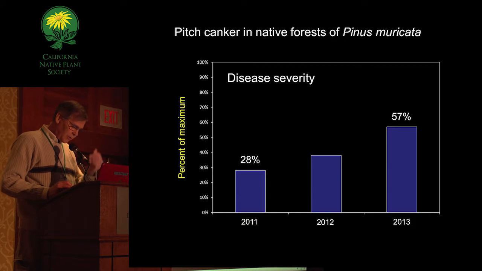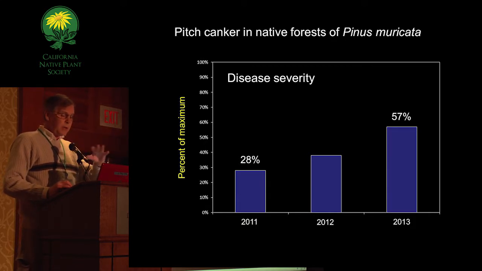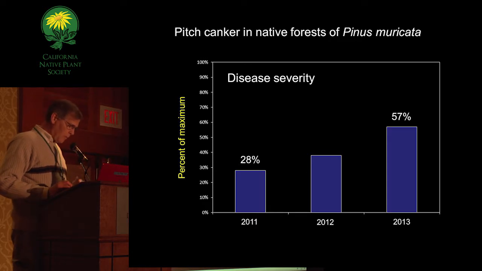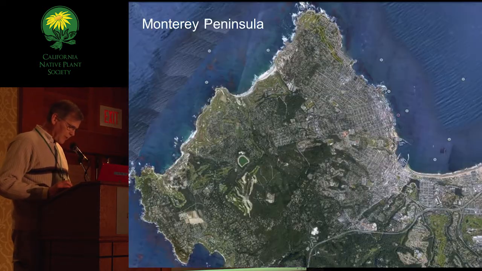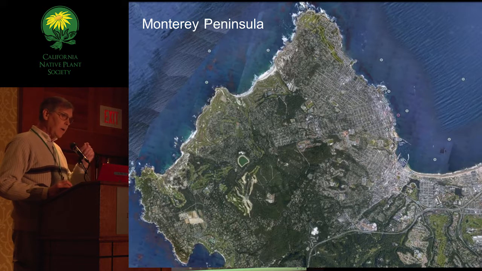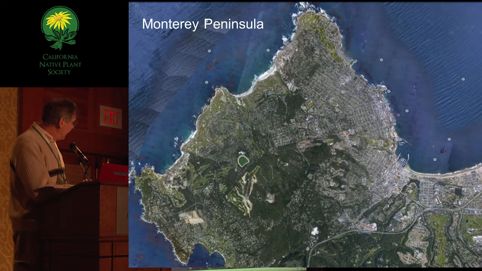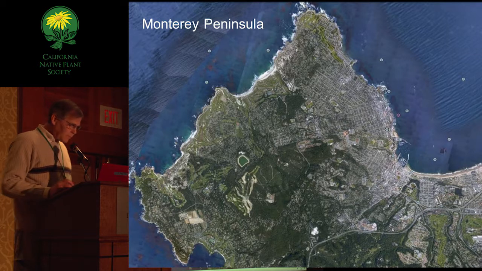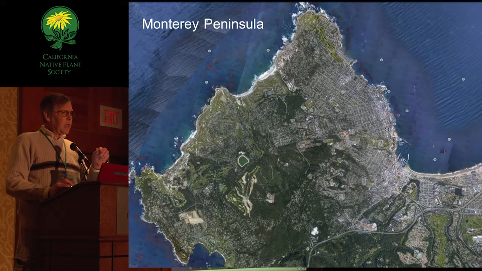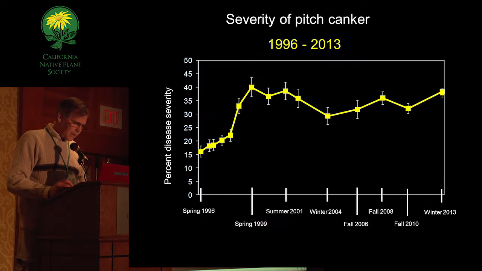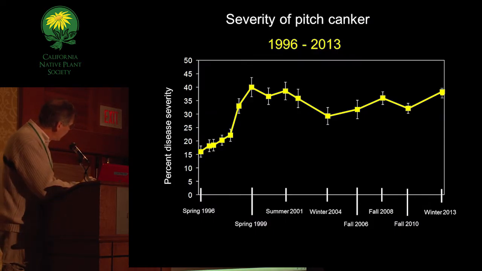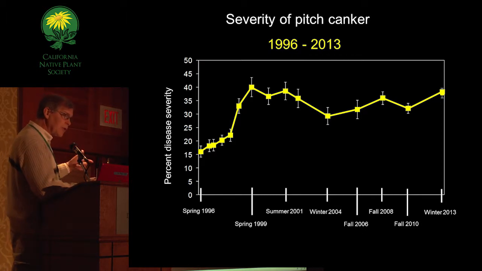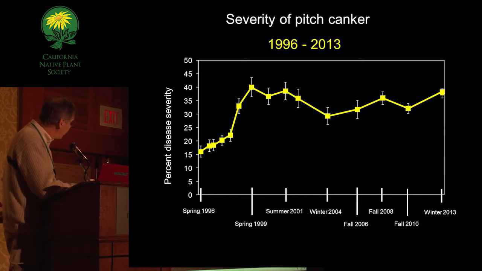So we're seeing a dramatic increase in disease in Bishop Pine, and we don't know what the course of that may be, but there is reason for hope, and that comes from our experience with the disease in Pinus radiata, the native population on the Monterey Peninsula. We've been monitoring the development of pitch canker there since 1996, and what you can see in this graph, starting here is spring of 96, and this again is percent of maximum severity of the disease, averaged over 41 plots that we have in the native forest.